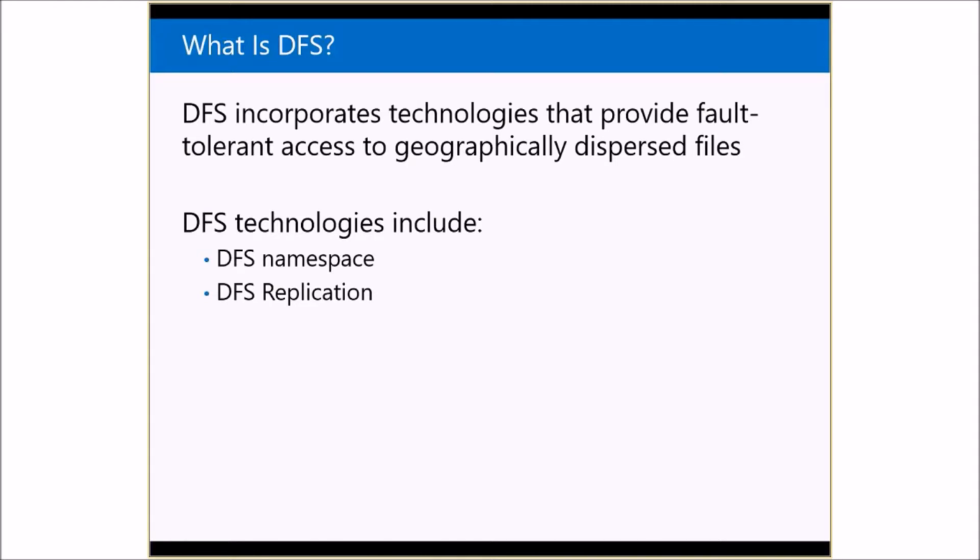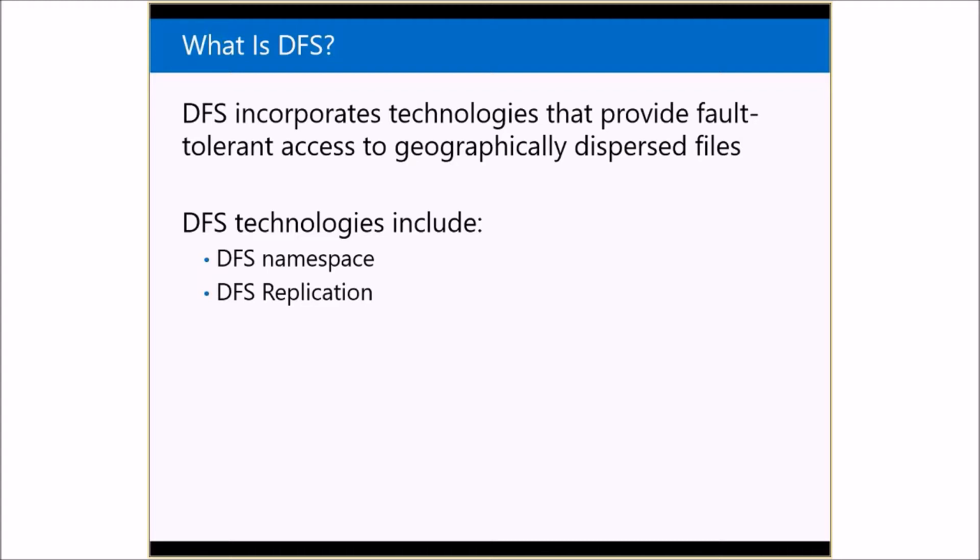So DFS incorporates technologies that provide fault-tolerant access to geographically dispersed files. So what does that mean? It means that if we have a copy here in Adelaide, a copy in Noarlunga, and the Adelaide site burns down, we still have a copy. Doesn't that mean fault-tolerant? Okay. Geographically dispersed means in different areas. And obviously, if I'm at Noarlunga, I will access the Noarlunga one at a higher speed than if I access the Adelaide one from Noarlunga.